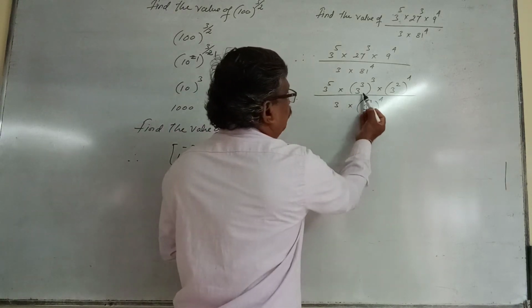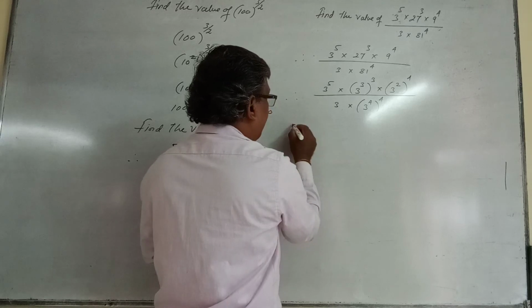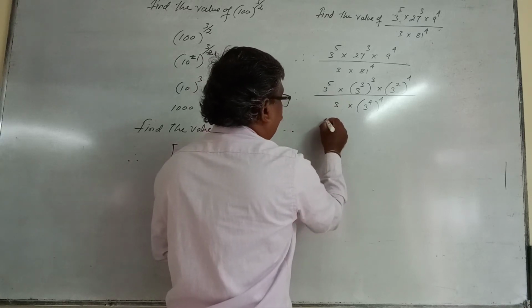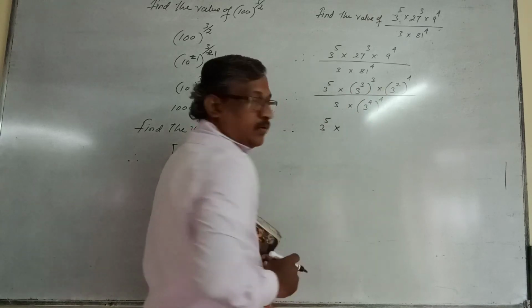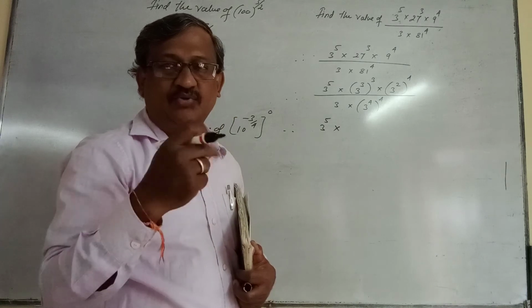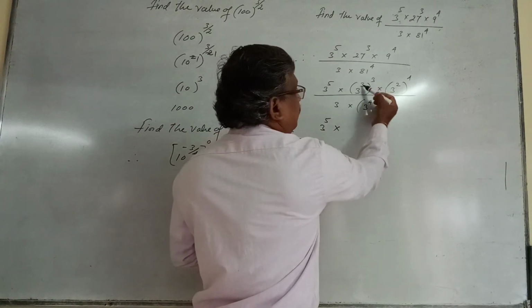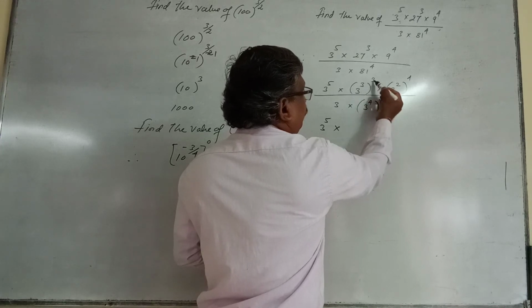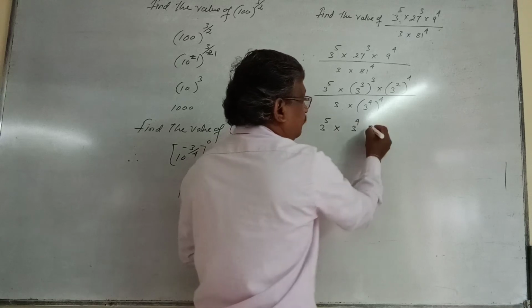Now first you solve these small brackets. So this 3 raised to 5 you keep as it is, into this we can solve. Now in this case I can apply the third rule. If it is a raised to m, that whole raised to n, then you have to multiply the index. So it is 3 raised to 3 into 3, which is 9.